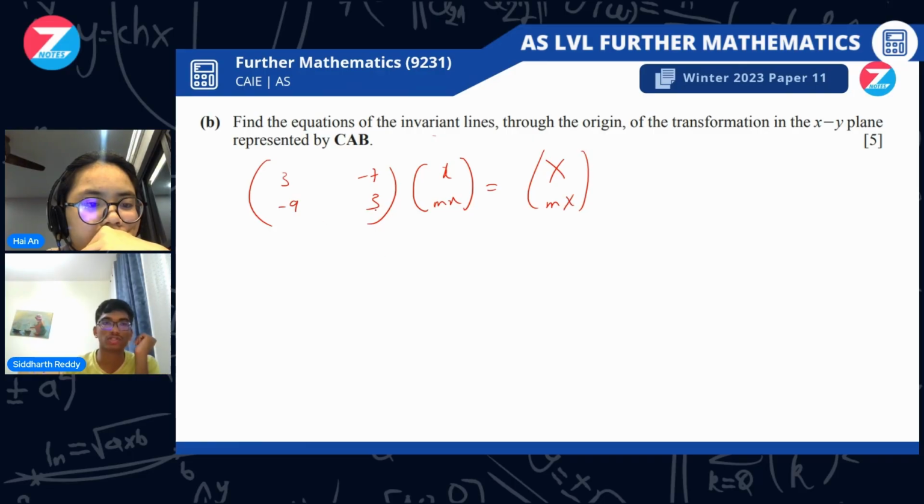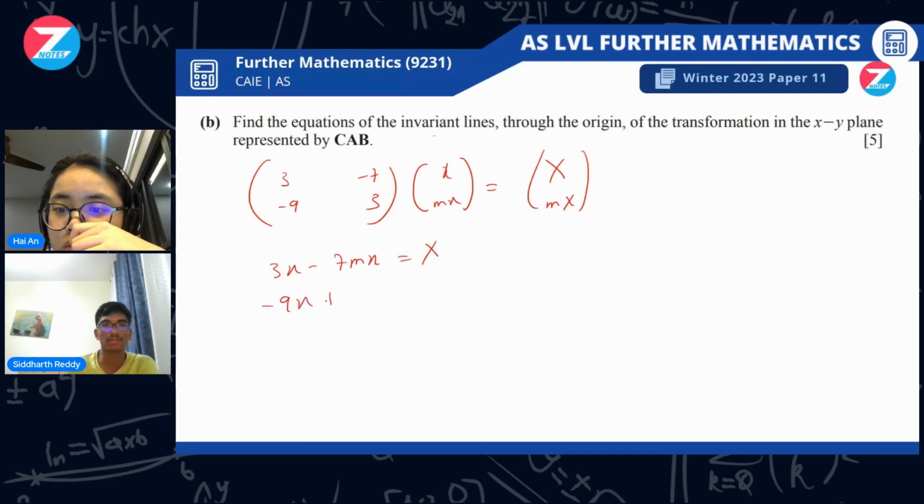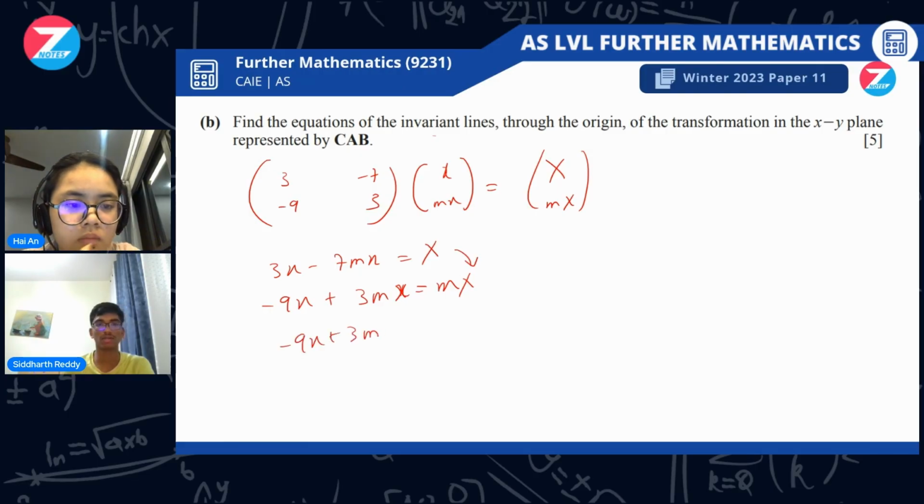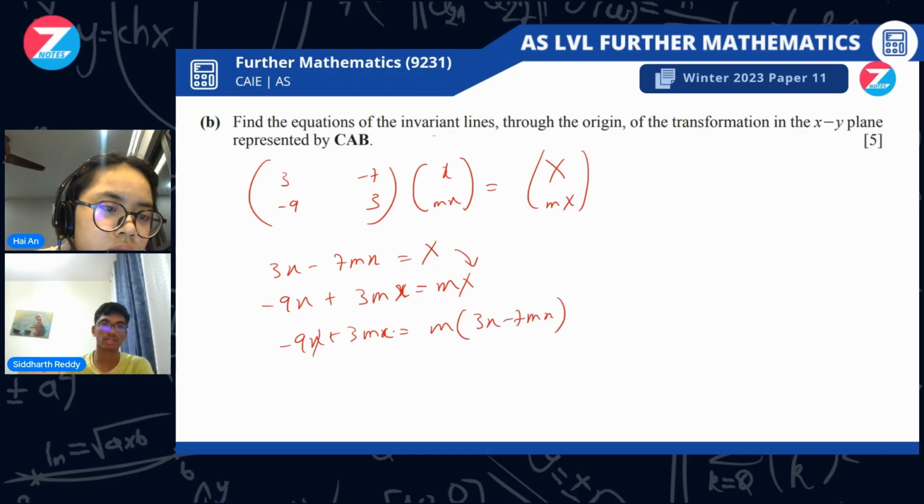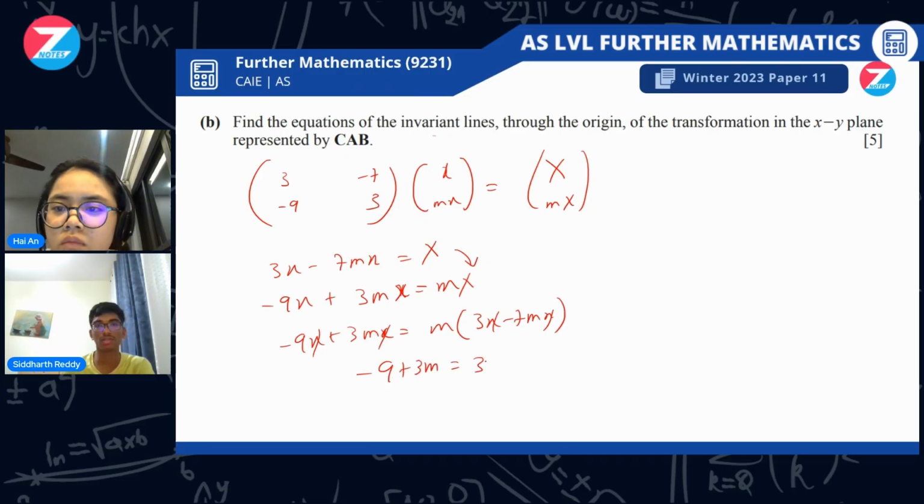Okay. So let's do the matrix times vector multiplication. So this is going to be 3x minus 7mx is equal to capital X, and minus 9x plus 3mx is equal to mx. And substitute this x here. So minus 9x plus 3mx is equal to m times 3x minus 7mx. Cancel out all the x's. So minus 9 plus 3m is equal to 3m minus 7m square.